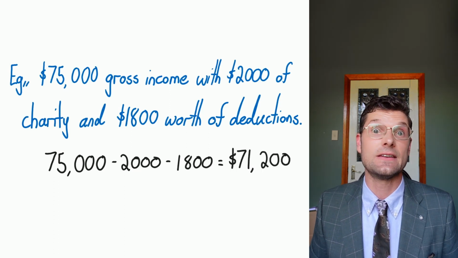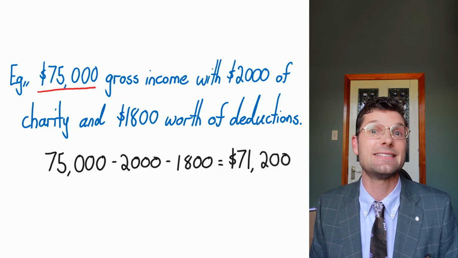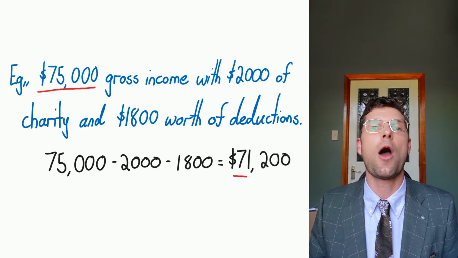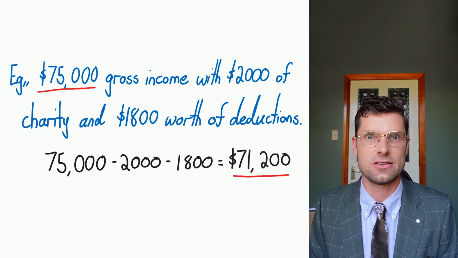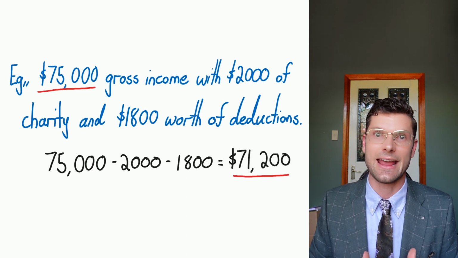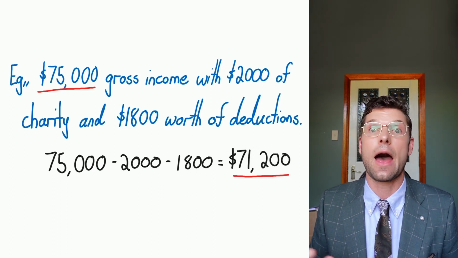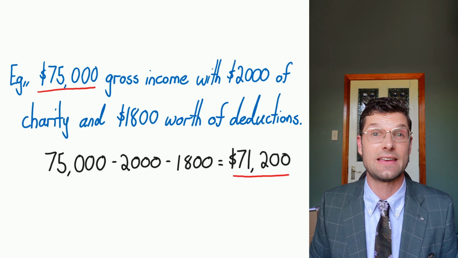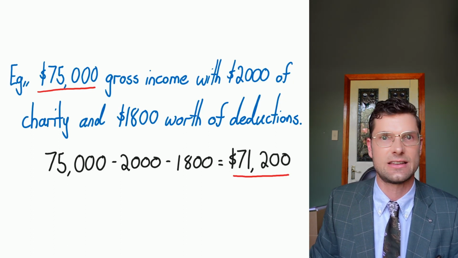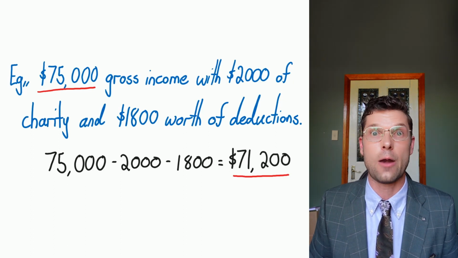You can see already that the difference is noticeable. Instead of paying tax on $75,000, we're only paying tax on $71,000. So you're going to pay less tax to the government, and that is a massive saving. So being on top of these deductions is why people keep receipts throughout the year for all that work stuff.